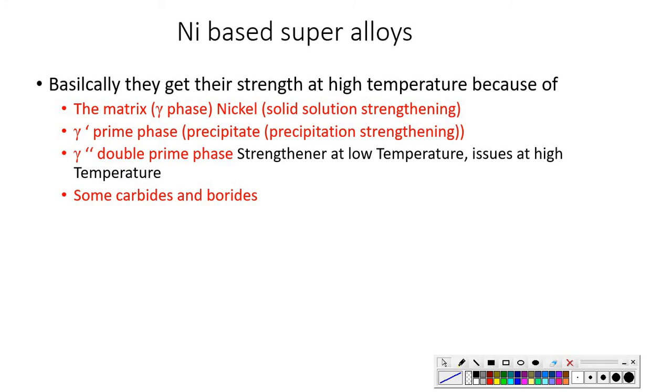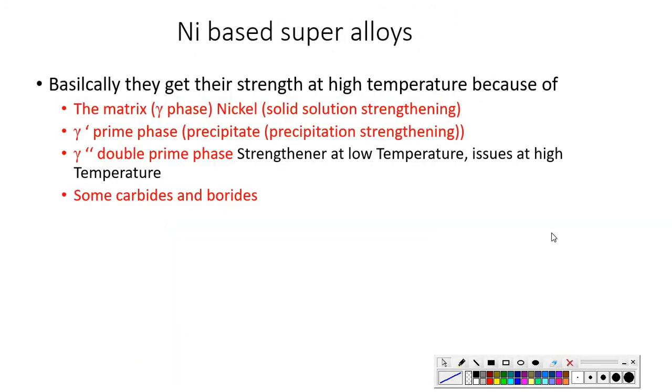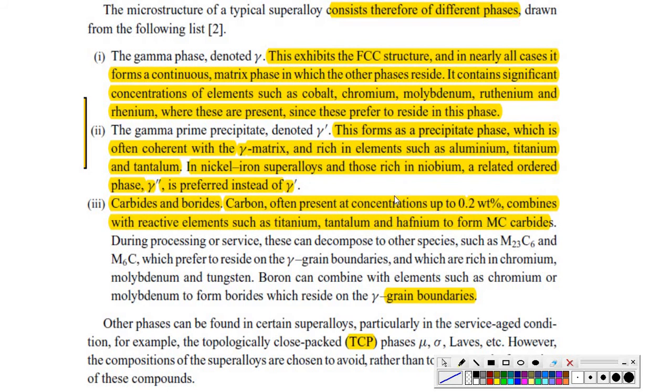Second one is the gamma prime phase or precipitation strengthening. I already explained this precipitation strengthening: intermetallic compounds are precipitated along the primary phase. Finer precipitates are formed. This also resists the dislocation motion, thereby the strength of the material can be improved. And another one is the gamma double prime phase, and that also strengthens the material at a lower temperature, and some carbides and borides also improve the strength of the nickel-based superalloys. That I have already explained. So these are the three strengthening mechanisms.